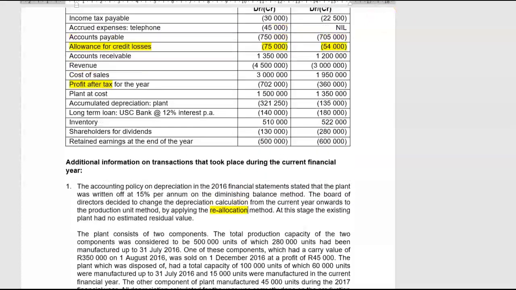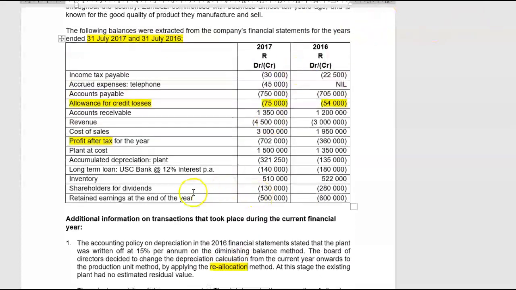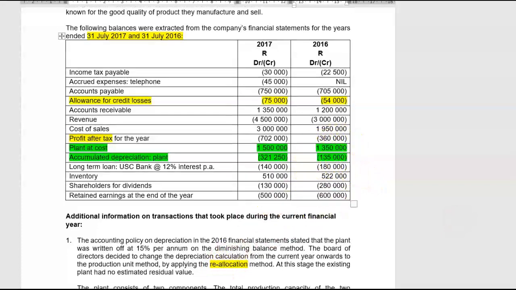Good, so the reallocation method says we have to look at the carrying value of the asset as at the beginning of the current financial year, and then we're going to apply the remaining lifetime or the remaining capacity in this case of the asset with the new estimates on that carrying value as at the beginning of the year. So if we look at plant we have at cost and we have accumulated depreciation. Now, because we're going to work with carrying value, do we have the carrying value? Yes, we do. It's the difference between those two figures as at the beginning of the year.